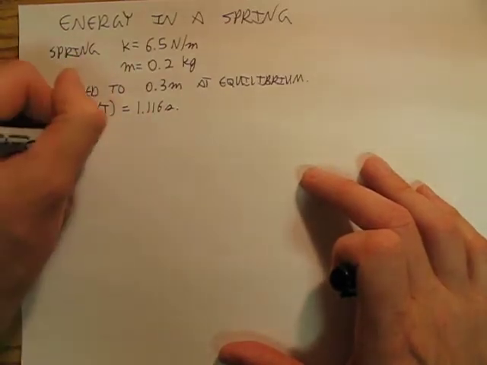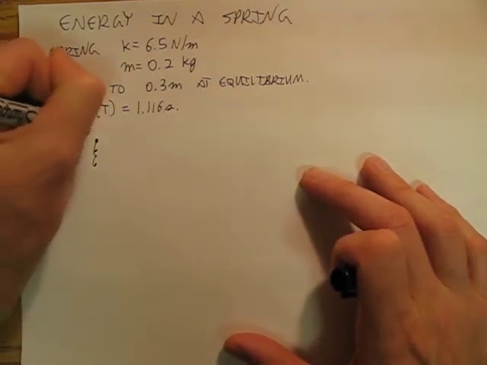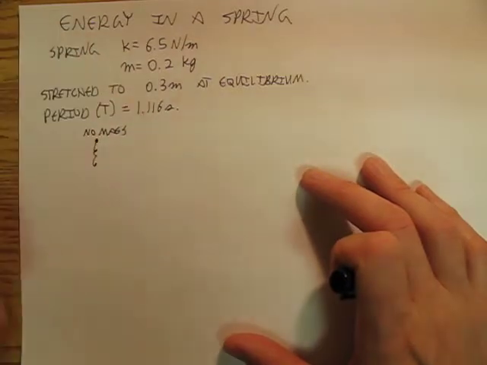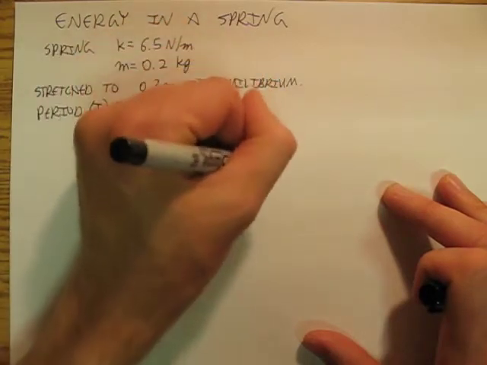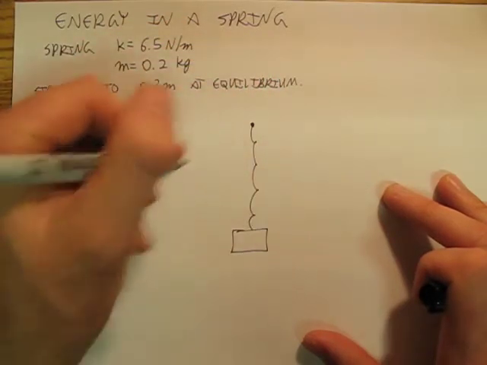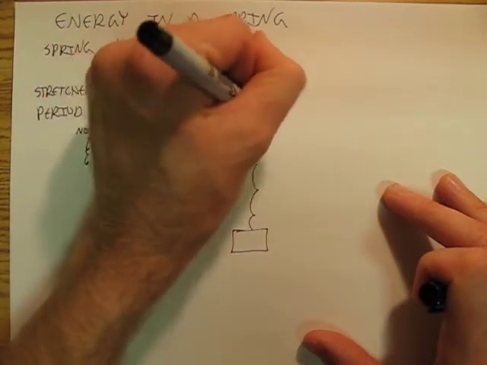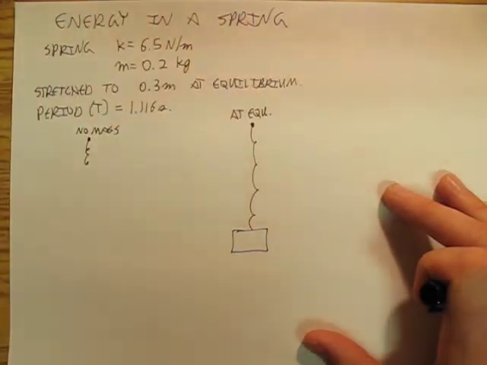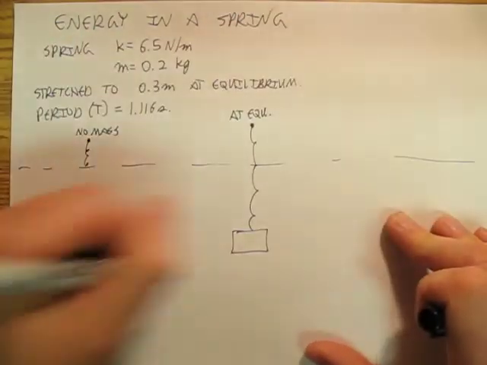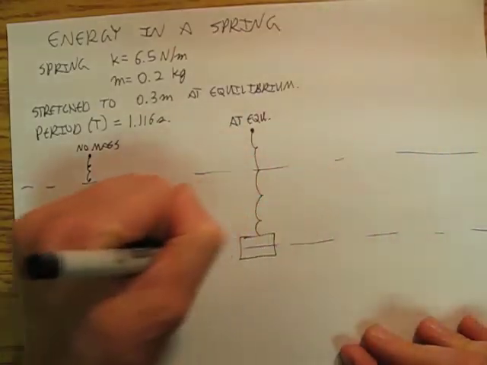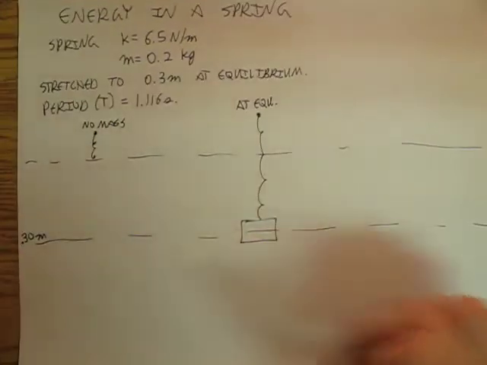Okay, so suppose we have four situations here. We have no mass, and then we have over here at equilibrium, and so this distance here, that's 30 centimeters or 0.3 meters.